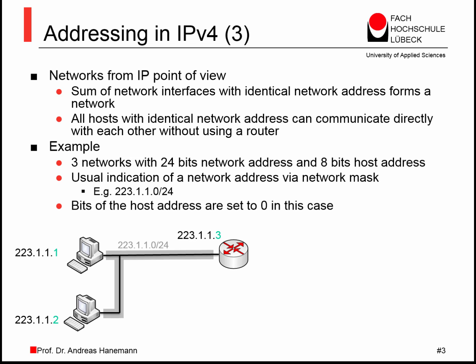In the figure we see, for example, the computers 223.1.1.1 and 223.1.1.2. They belong to the same network, which is named as 223.1.1.0/24. The 24 indicates how many bits belong to the network part of the IP address and how many bits are available to distinguish between hosts, or more precisely their interface cards, in the network.